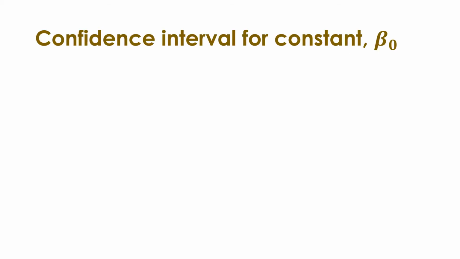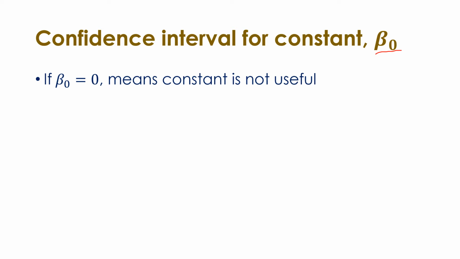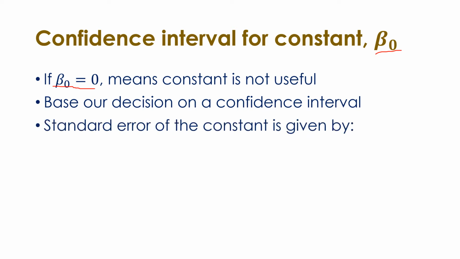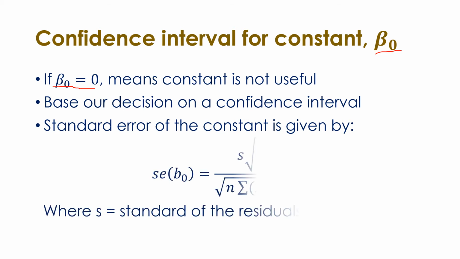Let's now consider the confidence interval for the constant, that is beta naught, this one here. For the constant, we want to find out if the constant is different from 0. Again, we will not rely on the point estimate, but we will have to construct a confidence interval. And so we construct the 95%, the 100(1 minus alpha) percent confidence interval, which will be based on computing the standard error of the constant. The standard error of the constant is obtained using this formula.